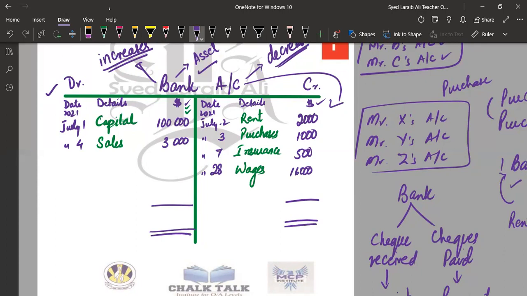Okay. Now, after making this particular grand total sign, we need to see which side is larger. Obviously, the debit side is larger here. So when we take the grand total of debit side, it is 1,03,000. Remember, when you make the grand total, it should always be equal. We need to balance the T account. So remember that both the sides should be equal.